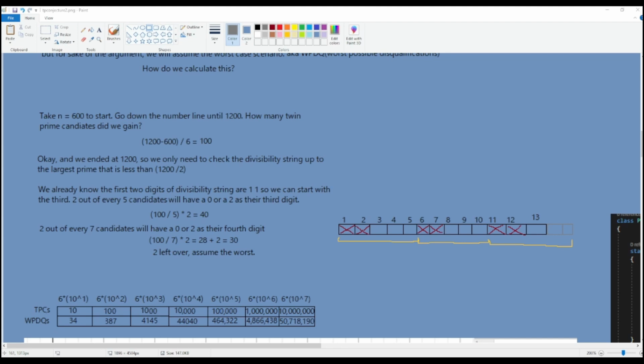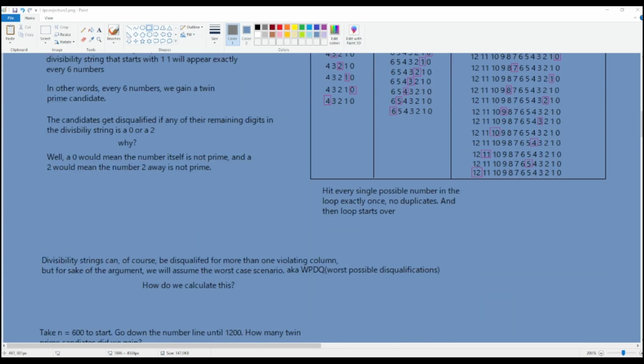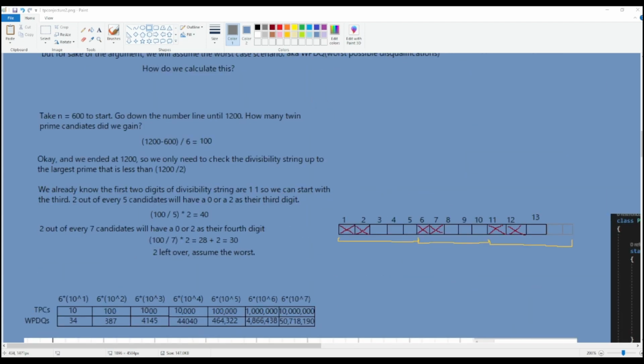So we gained 100 new twin prime candidates, because 600 divided by 6 is 100. And we ended at 1200, so we only need to check the string up to the largest prime that is less than 1200 divided by 2. And we already know that the first two digits of the string are 1 and 1, so we can start looking at the third.